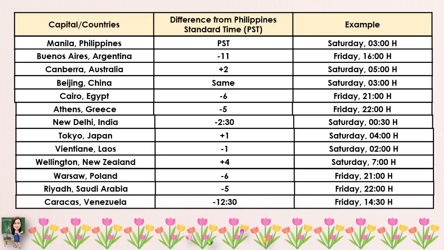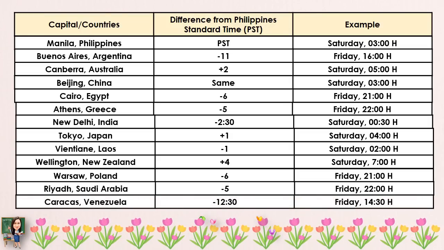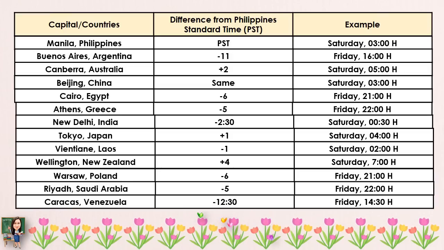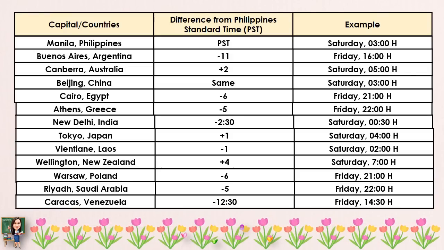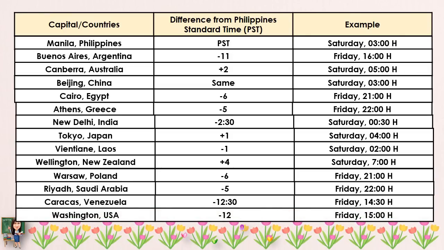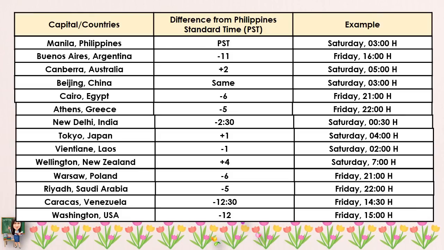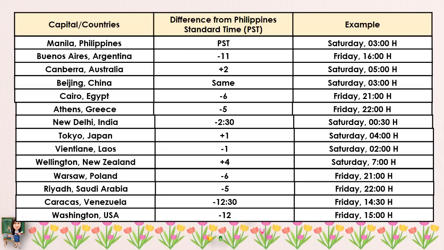Next is Caracas, Venezuela, -12:30. That is Friday, 1430 hours. And Washington, USA, -12. So that means they are behind by 12 hours. If it is Saturday in our country, in their country it's only Friday and 1500 hours.